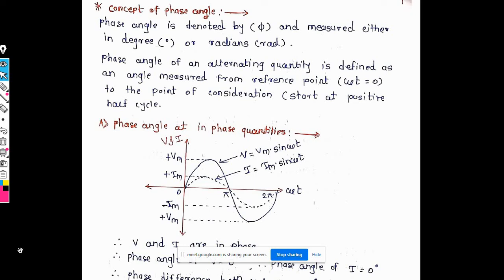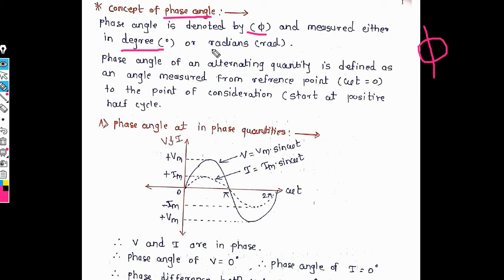It will depend on phasor quantities. Okay. Now, the phase angle symbol is phi, and it is measured in degree or radian. That means phase angle will be measured in degree and radian.